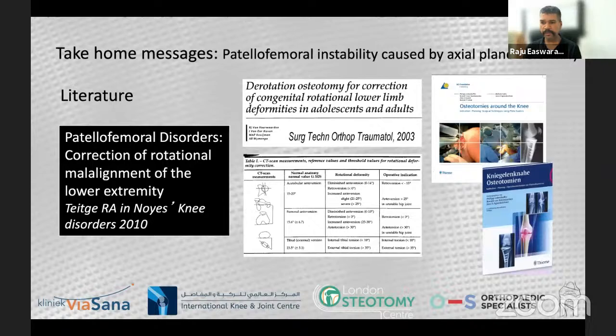Thank you so much, Dr. Ronald. It was an amazing talk. And the one key message that I took from this talk was to have an age ceiling of 12 years, beyond which rotational deformities are not expected to spontaneously correct.